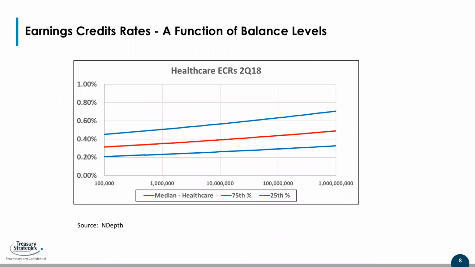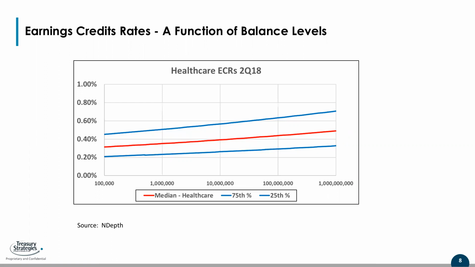First of all, the blue lines represent the 25th and 75th percentiles of all the healthcare companies in our database, which means that half of you are between the blue lines, a quarter of you are above the top blue line, which in the case of earnings credit rates is a good thing. A quarter of you are below the bottom blue line, which is not a good thing. You're getting rates in the bottom 25% of the market.